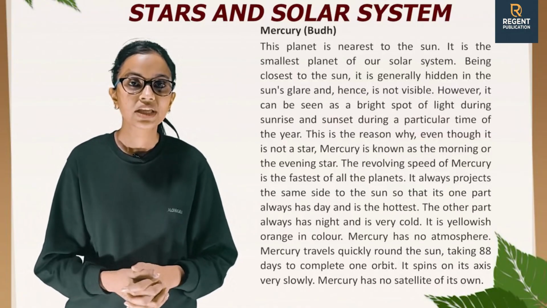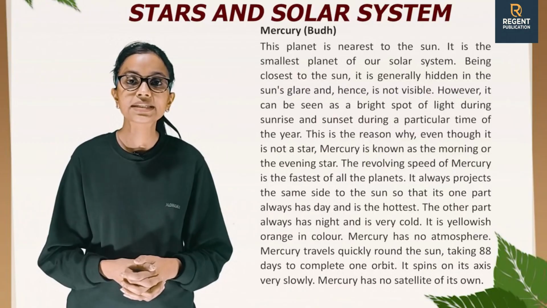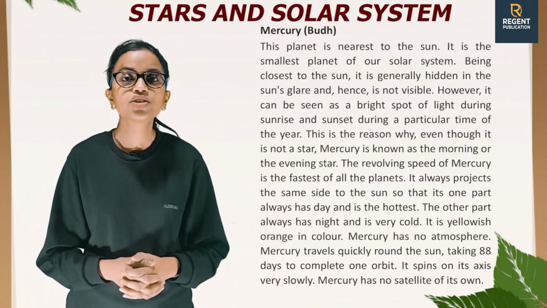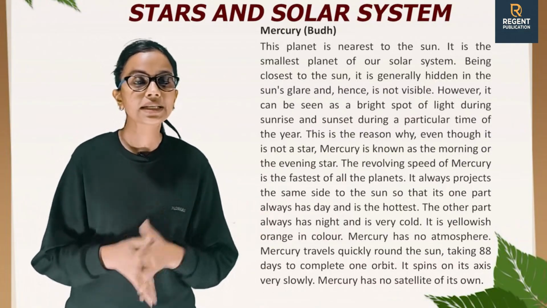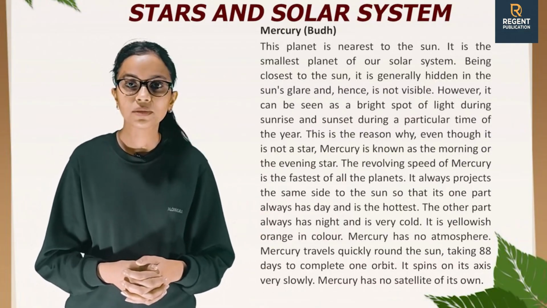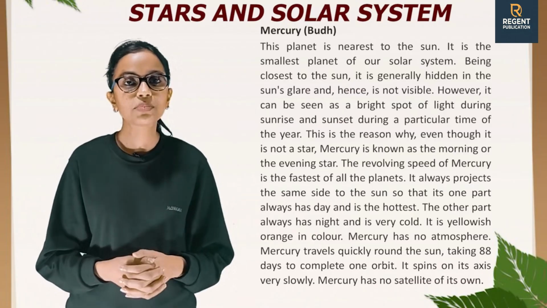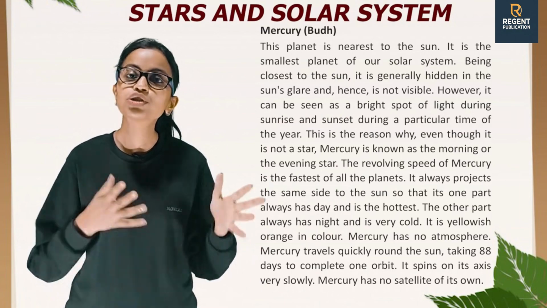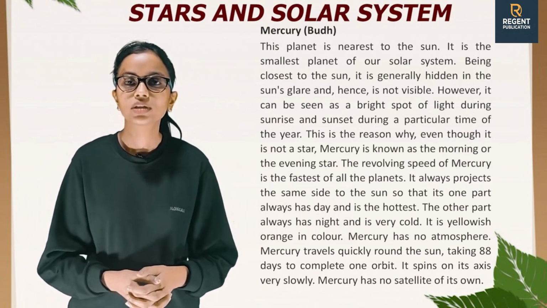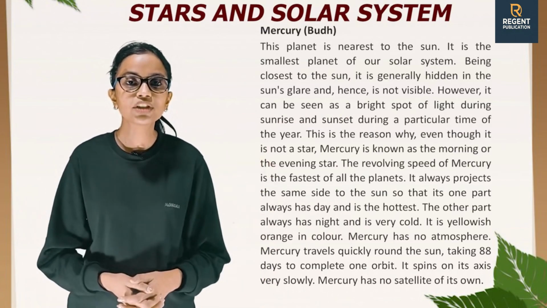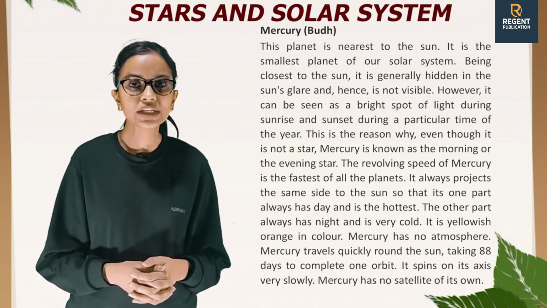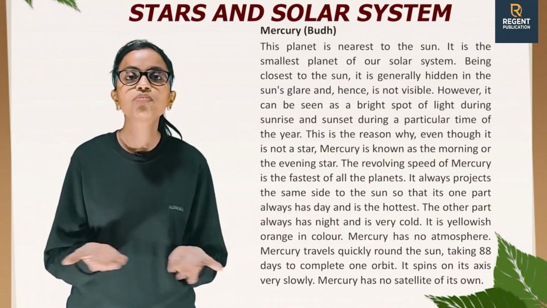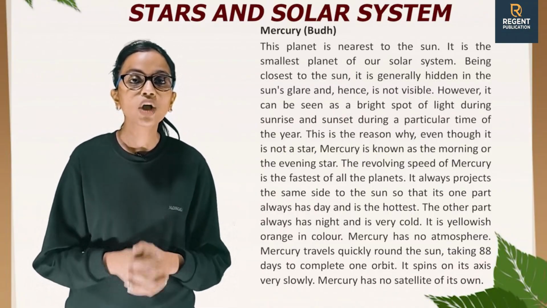Mercury, Budh. This planet is nearest to the Sun. It is the smallest planet of our solar system. Being closest to the Sun, it is generally hidden in the Sun's glare and hence is not visible. However, it can be seen as a bright spot of light during sunrise and sunset during a particular time of the year. This is the reason why, even though it is not a star, Mercury is known as the morning or the evening star. The revolving speed of Mercury is the fastest of all the planets.